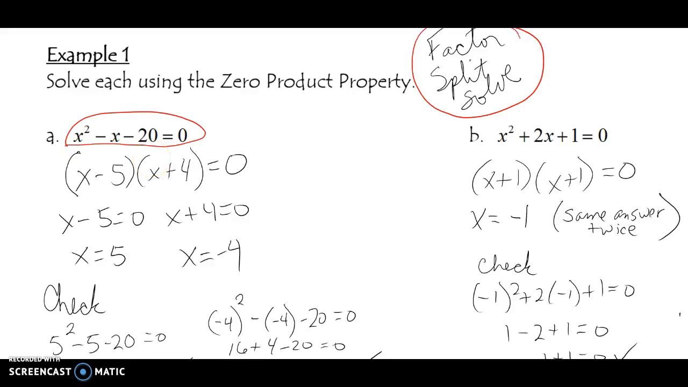So example B, it's factored into x plus 1 times x plus 1. Remember we said that if it was squared, we usually get two answers. Well, this is another example where that same answer occurs twice. And we can check it if we plug in negative 1. We'll get 1 minus 2, which is negative 1, plus 1 does equal 0. So that answer does make that true.